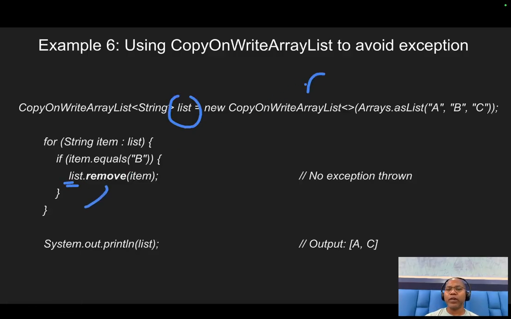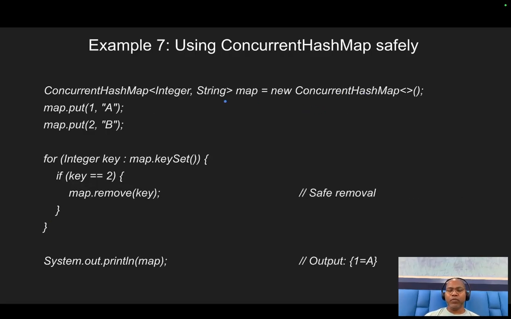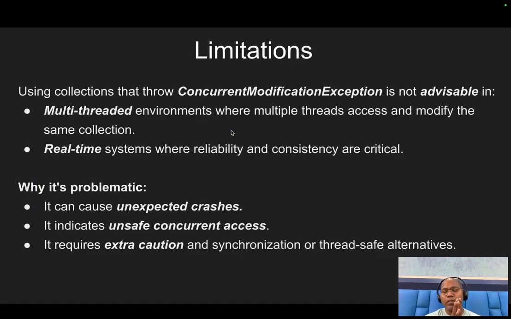So you can use a different data structure like CopyOnWriteArrayList if you want to modify the original list. ConcurrentHashMap is also one of the thread-safe collections. Yes, they offer a fail-safe iterator. So whenever you start the iterator, it is fail-safe, and you can safely modify and remove from the original map, because internally they are working on a copy of your collections.